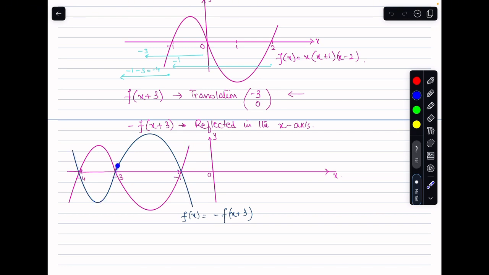So finally, this is the transformed function that I will obtain after the two transformations. Number one, the translation by negative 3, 0, and then the reflection in the x-axis. So this is going to be my final sketch for the two combined transformations here.